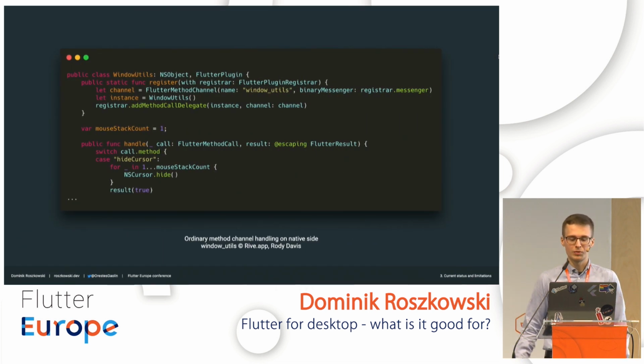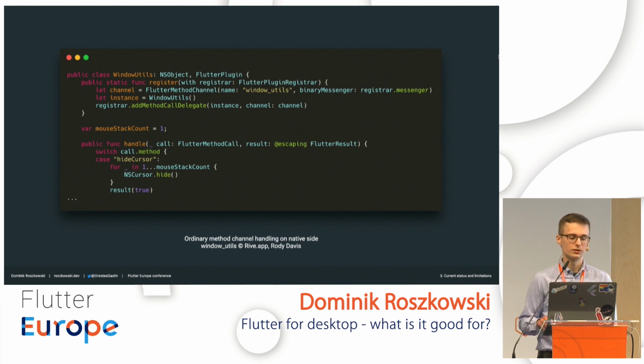And if you are going to write a plugin, for instance, in Swift, it will be pretty straightforward. It is almost the same as writing a plugin on mobile. In this code snippet, you can see the top part of one of the plugins. This is a plugin by Roddy Davis, Window Utils. It's written in Swift. And in this code snippet, you can see that you have just a static function that registers the plugin and registers the method channel called window utils. A method channel, for those that do not know, is a way to communicate between a Flutter application and native code.